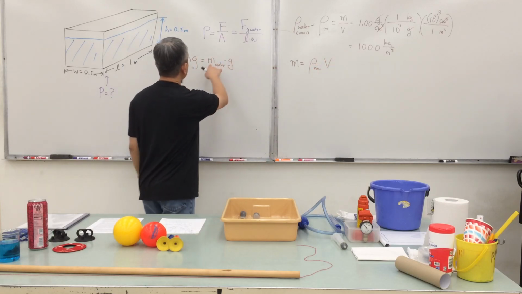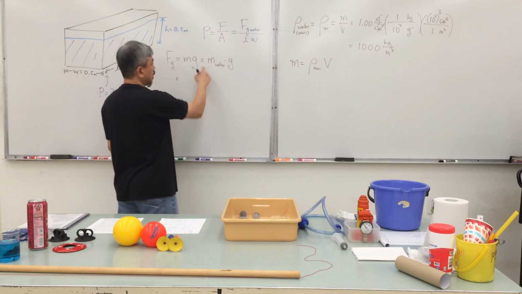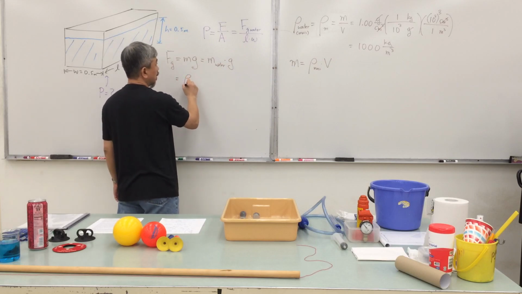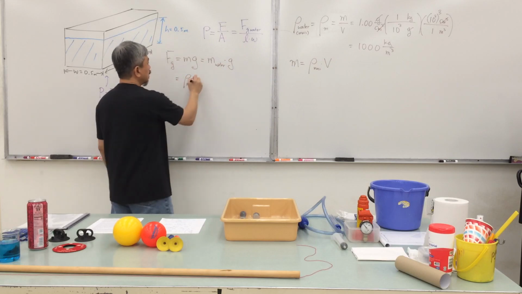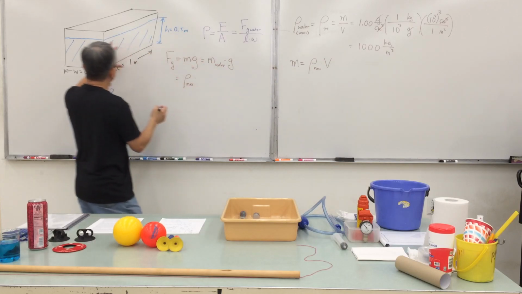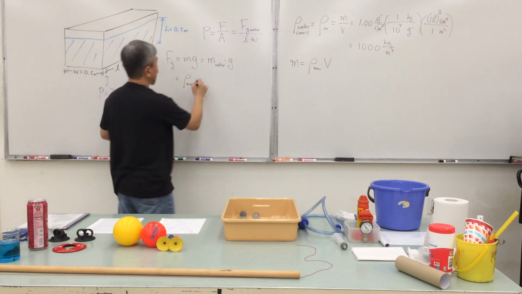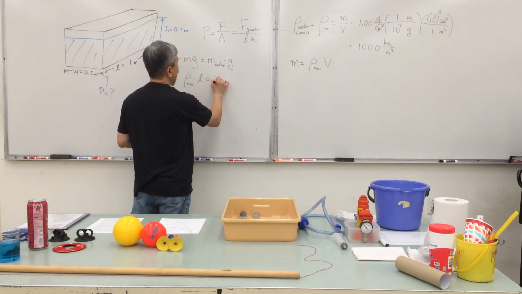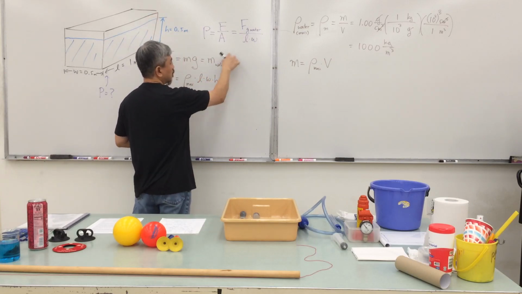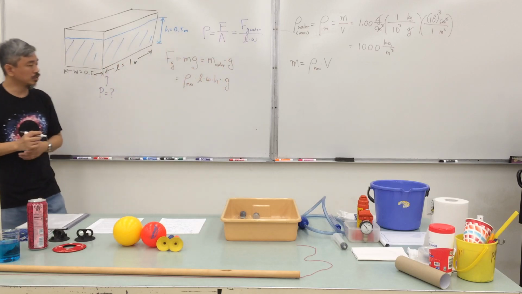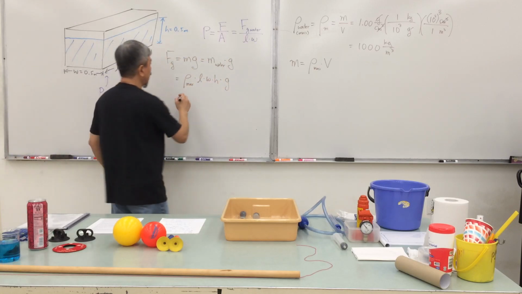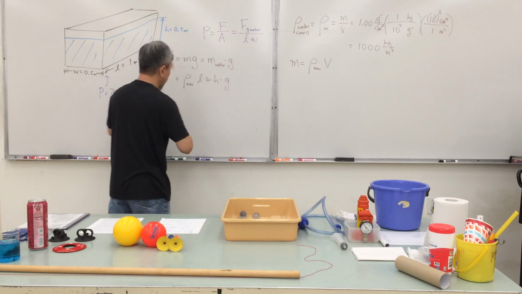So let's go ahead and put that in here. In this case, the mass of the water is going to be the mass density of water times the volume, which, in this case, is a rectangular block. That's just length times width times the height. And of course, I have to multiply by gravitational acceleration, g, over here.